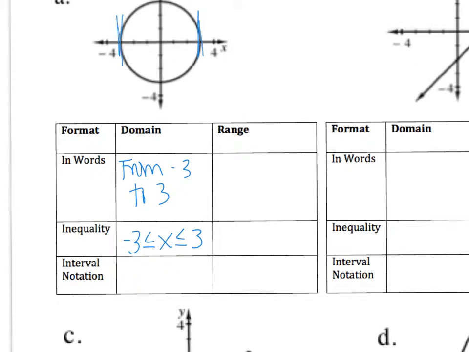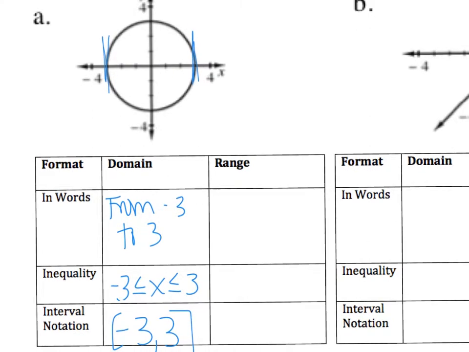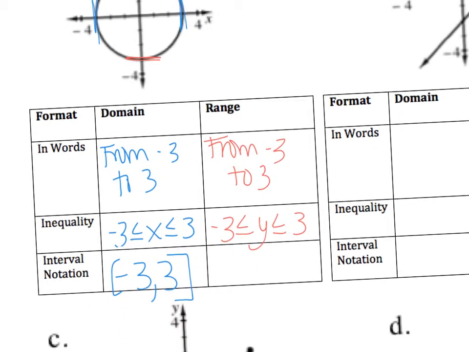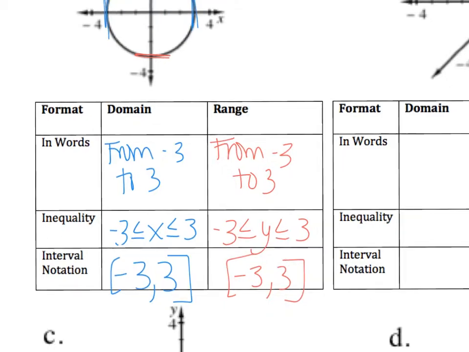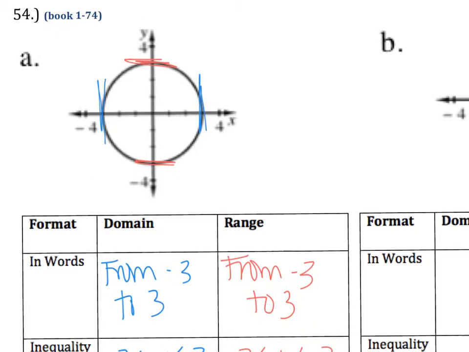And in the interval, we'll have... I made a mistake, sorry. We'll have a bracket with -3, comma 3 in another bracket. For the range, same idea. Now we're going from the bottom to the top. We're going to start at -3 and go to +3. So the domain and range are almost identical. The only difference really is that the inequality is going to have a y instead of an x, but it's going to go from -3 to +3 in brackets. So everything from -3 to +3 for the x values and for the y values would give you a point on this circle.